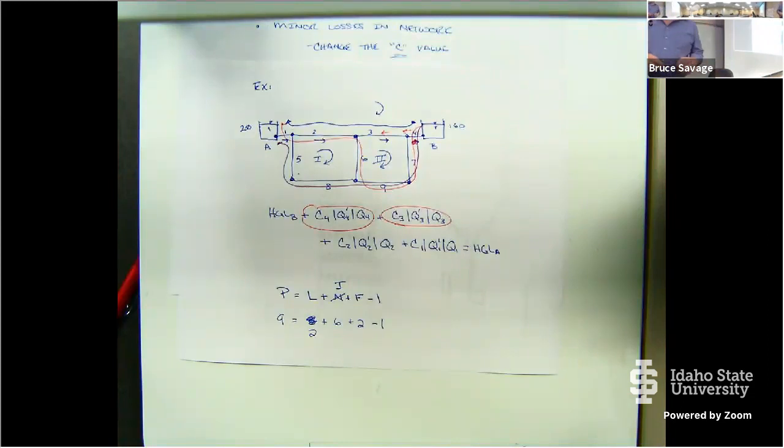So the pseudo loop equation is different if you run the other loop? The equation would be different, but the values I'm solving for would be the same. Oh, okay.